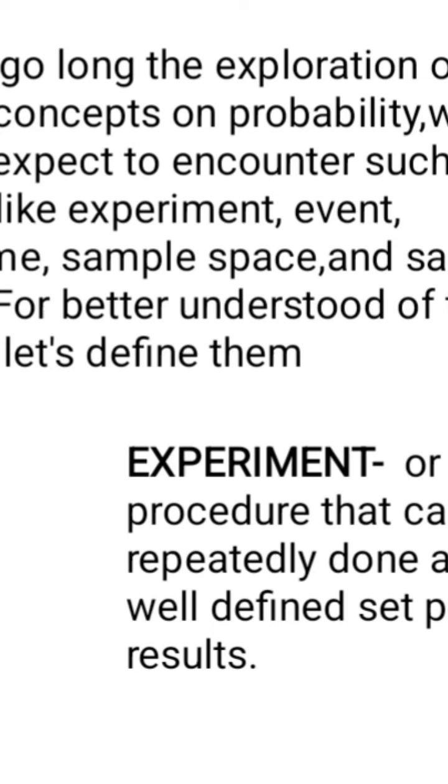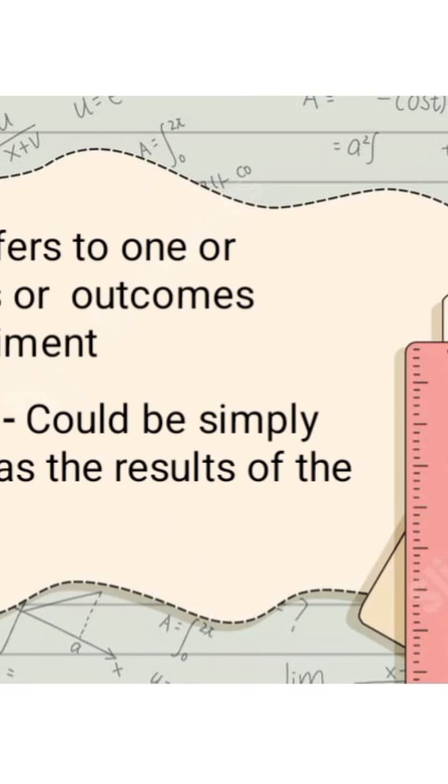So we already know what an experiment is. This is when we do a problem that we need to repeatedly perform to see what the result is. So that is the experiment. The next is the event, which refers to one or more results or outcomes.